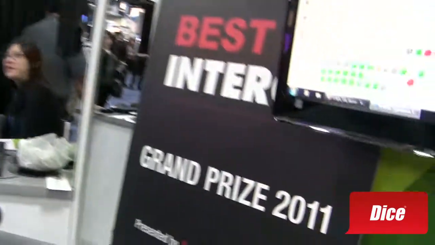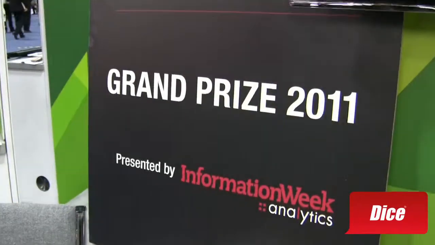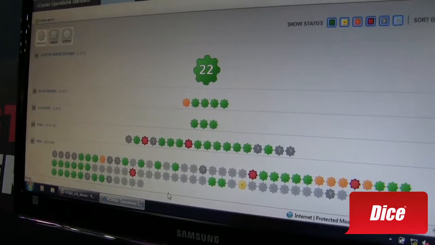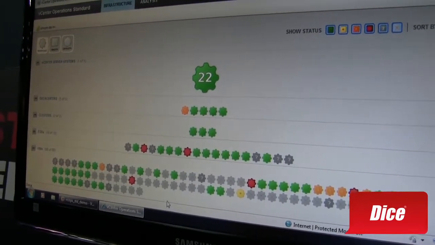And you guys just won Best of Interop, the grand prize. I have no idea what that means, but it means you probably kick ass. I want to see the product for which you guys just kicked ass. Sure. vCops Standard is the product that we have on the screen, and that's the product that won the grand prize today. And vCops Standard is a product that does performance analytics for vSphere environments.